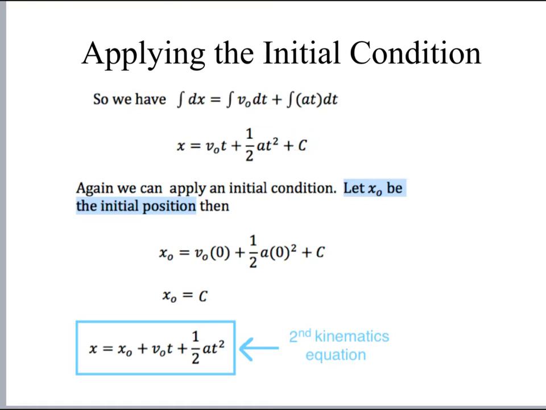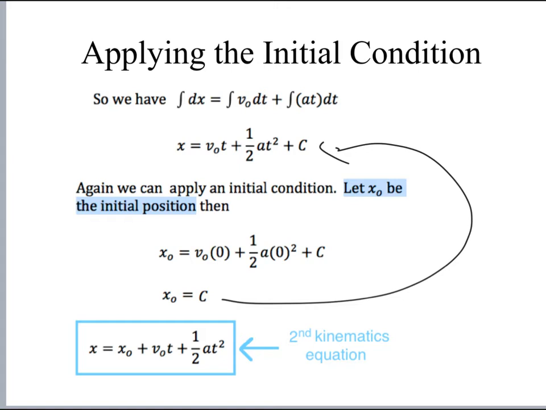But we already know how to get this value for c. We just set up an initial condition. Let x naught be the initial position, the starting position, or the position it has when the time is 0. And so I just plug in 0 for the time, and that leaves me with x naught is equal to c. And I can take that c, plug it into here, and I end up with this blue box circling my second kinematics equation.